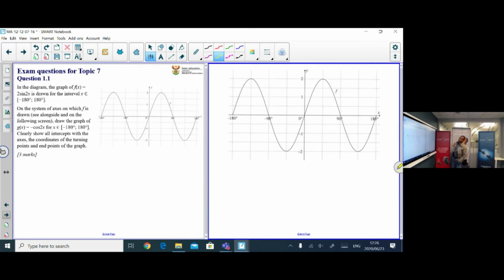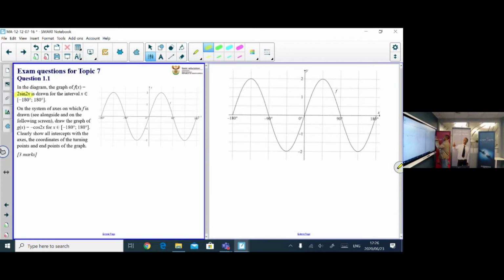So, for example, the exam question can be like question 1.1. In the diagram, the graph of f of x equals 2 sine 2x is drawn for the interval x from minus 180 to 180, on the system of axes on which f is drawn, as seen alongside on the following screen.